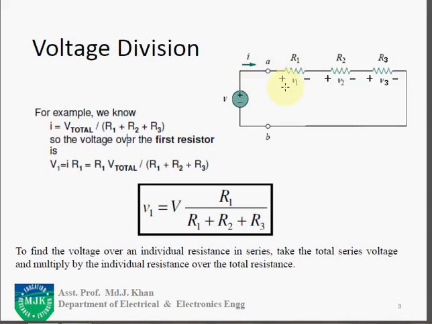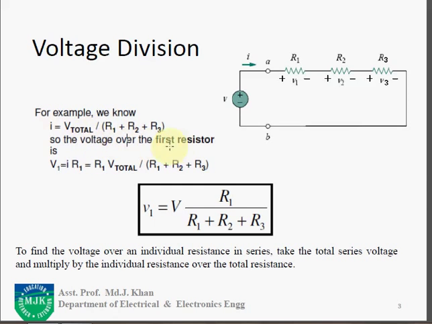This is the circuit in which we have connected three resistors in series, and this is the voltage source. Now we have to find the voltage across the first resistor, the second resistor and the third resistor. Using the voltage division rule, we can find directly the voltage across the first, second and third resistor simultaneously. So we know that I is equal to the total voltage upon the total resistance. This is simple Ohm's law.